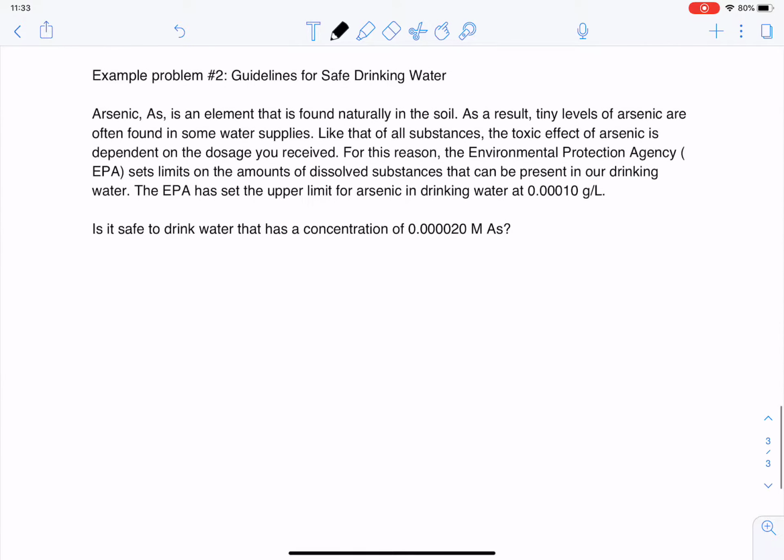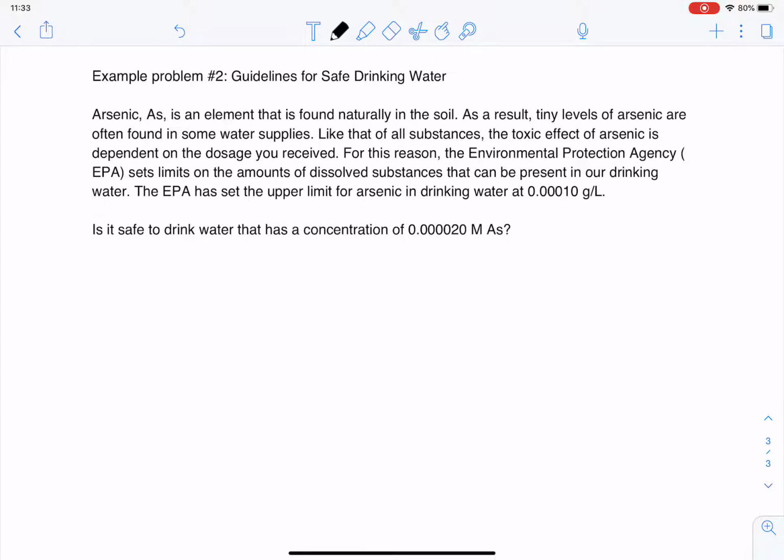All right, so this is our last problem for the lesson. Safe drinking water. So arsenic, As, is an element that is found naturally in the soil. As a result, tiny levels of arsenic are often found in some water supplies. Like that of all substances, the toxic effect of arsenic is dependent on the dosage you received.